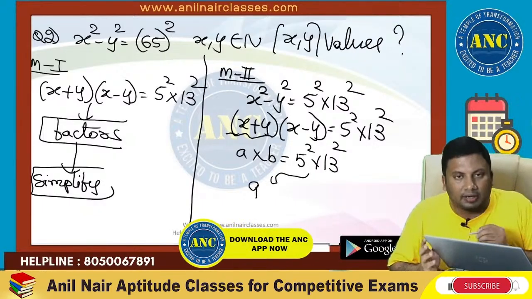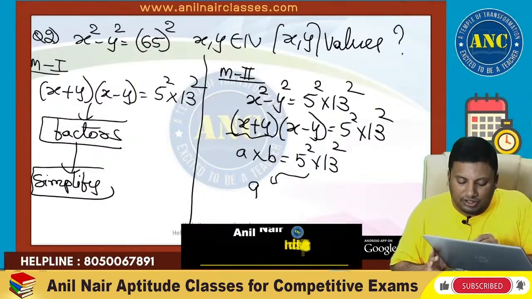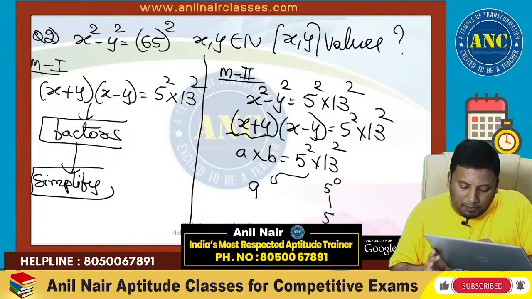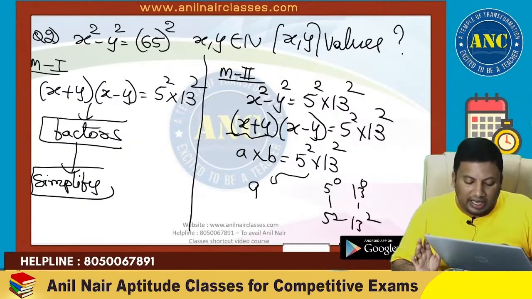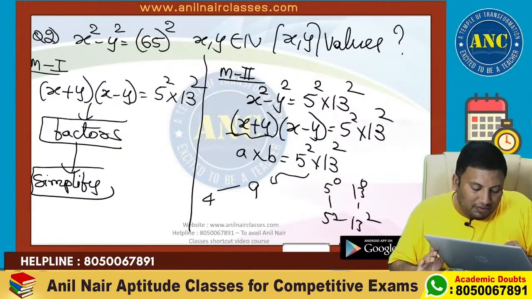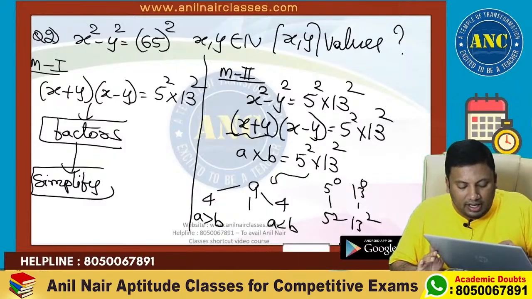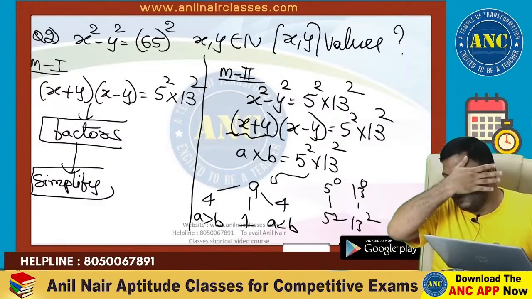It is nothing but a number of factors. From 5 power 0 to 5 power 2, and 13 power 0 to 13 power 2, total 9 ways are there. In those 9 ways, 4 ways A is greater than B, in the reverse case 4 ways A is less than B, and one case A is equivalent to B.